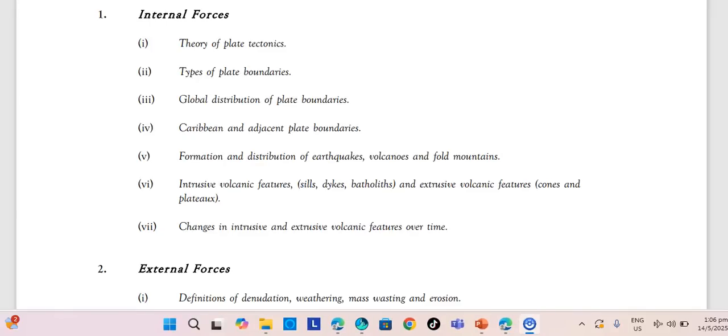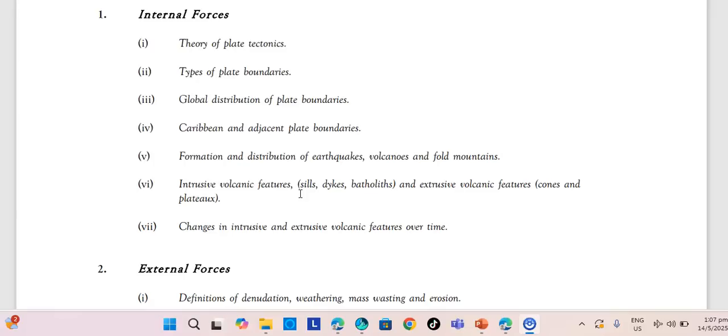Now, intrusive volcano features, these are formed inside, as the word intrusive suggests, inside the earth. So when magma cools beneath the surface, we have sills. What do we mean by sills? Magma spreads out sideways between layers of rock and hardens. It looks like a flat horizontal sheet of rock inside the earth.